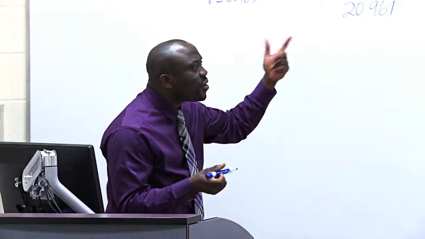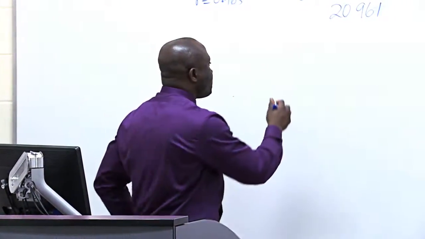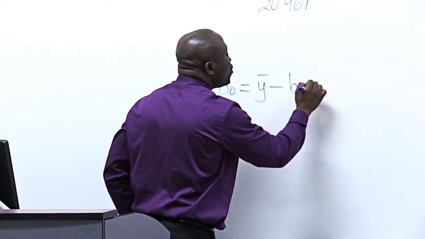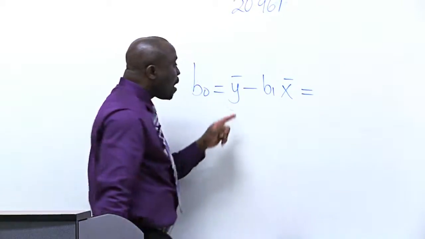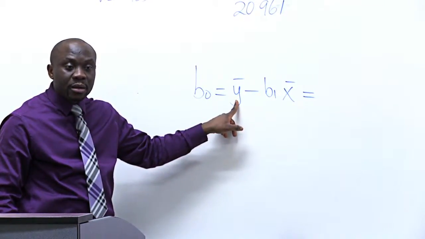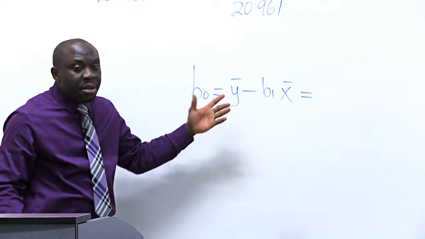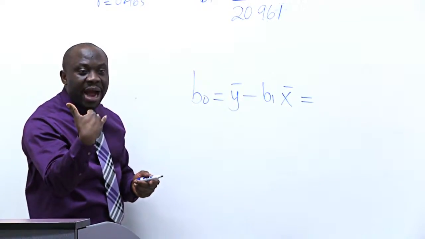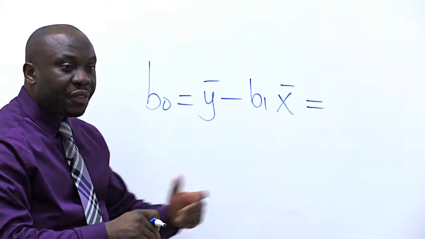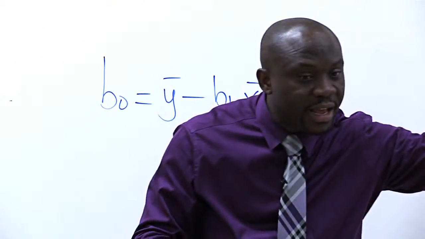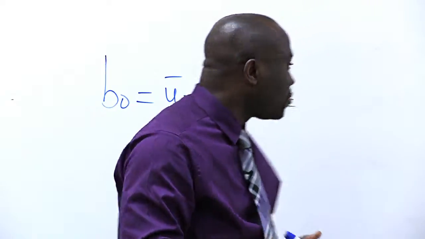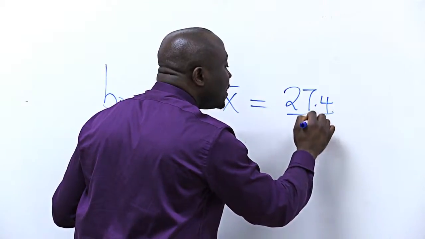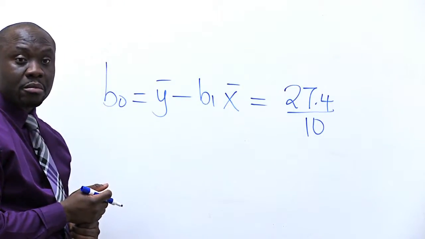All right, now let's try B0. B0 is y bar minus B1 x bar. How do we find y bar? The mean of the y. The mean of the y is adding all the y's and dividing by 10. And I think we already have the sum of the y at the bottom of the table. So we have 27.4 over 10, which is the y bar. Yeah?